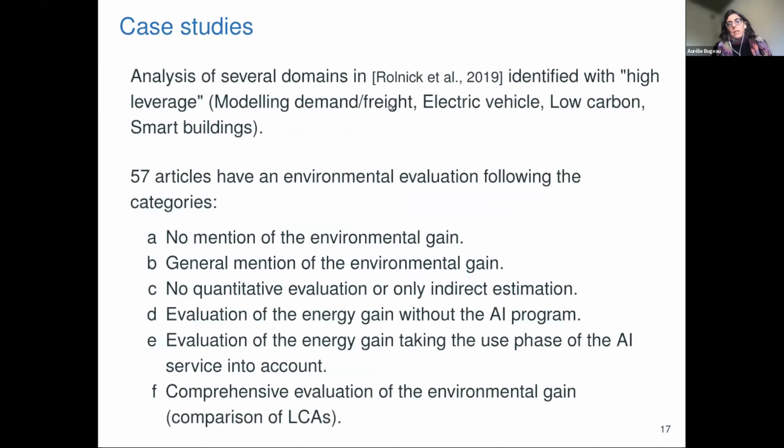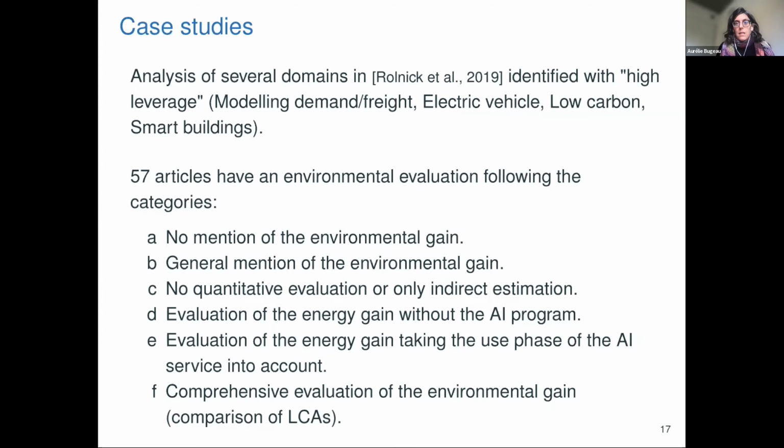So we have looked at some domains with high leverage, at all the references for these 4 domains actually, and we have looked at whether they mention environmental gain, whether they do a quantitative evaluation of energy and other impacts, whether they do a complete LCA. Well, how can they say that they will help to tackle climate change?